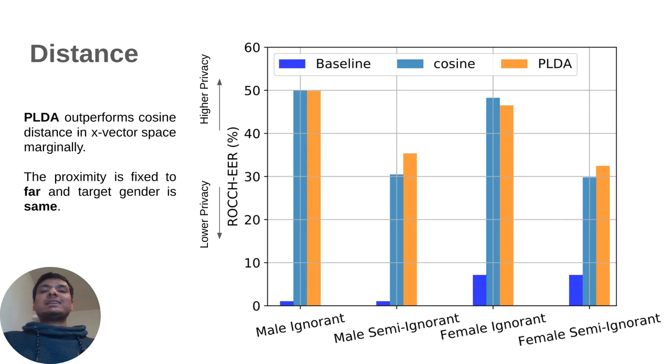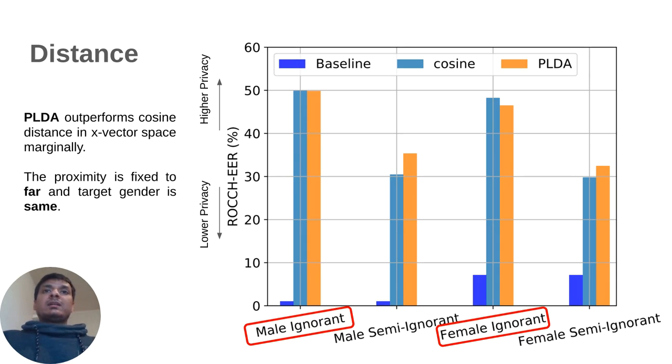The results layout is as follows. Here on the x-axis you can see there are different attackers, and on the y-axis you may notice that it's the equal error rate obtained by these attackers. So the goal of the attacker is to obtain a baseline equal error rate. You may already notice that the ignorant attacker performs much worse than the semi-ignorant one.